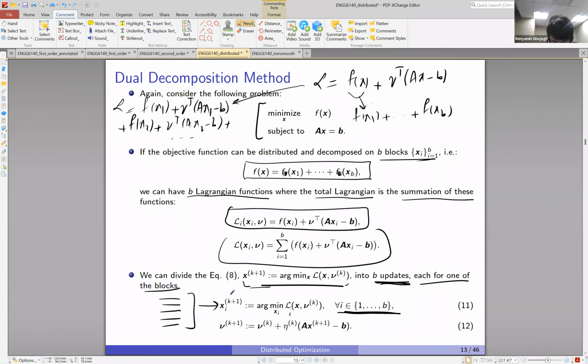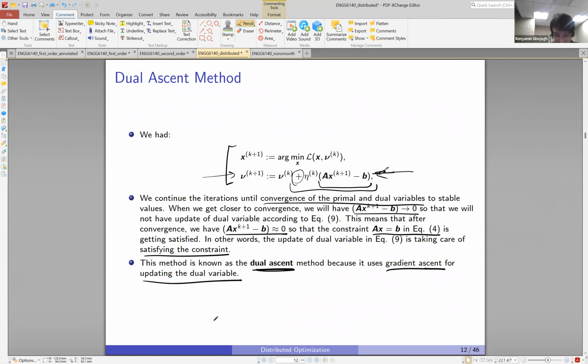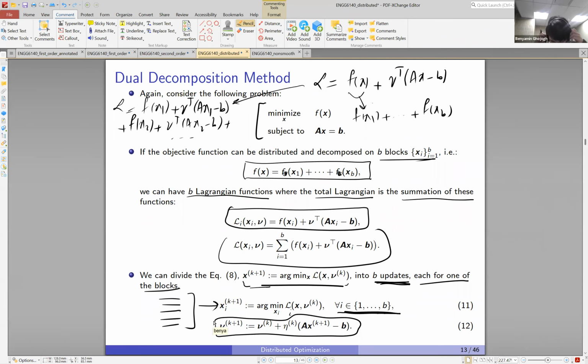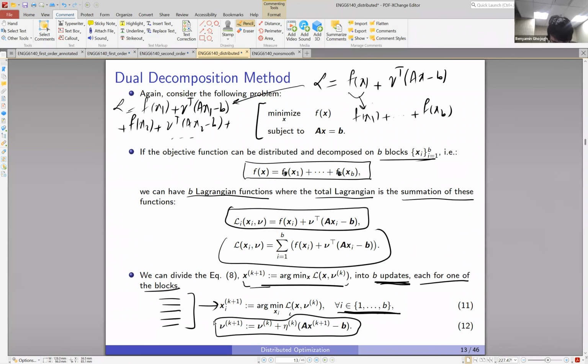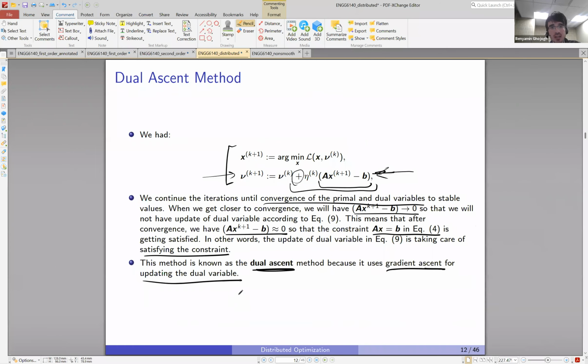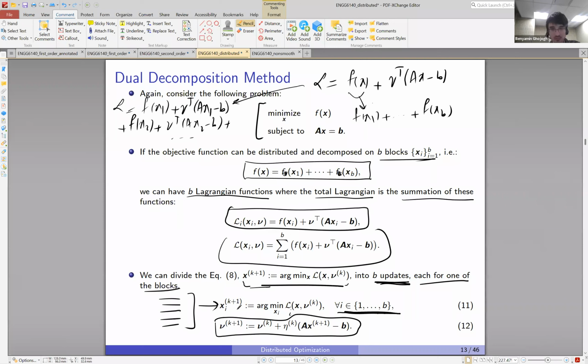So x1 k plus 1, x2 k plus 1, and then at the end we have the update of nu, which we had in dual ascent as well. You remember dual ascent? What is the difference between dual ascent and the dual decomposition method? It's that here we have B xi's, but in dual ascent we only have one x. Here we have B of them, so we have B Lagrangians.